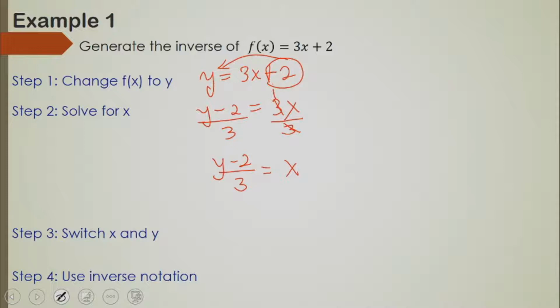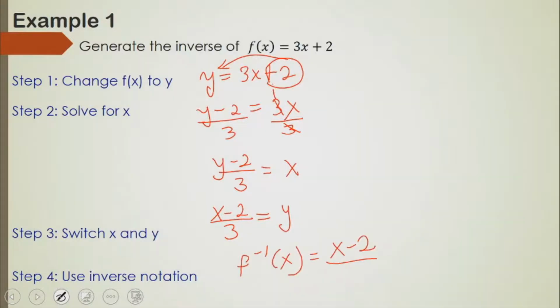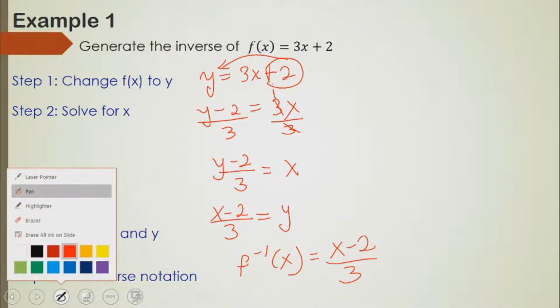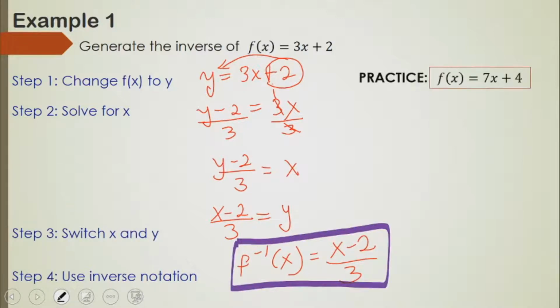So we now need to switch the x and y. So you are only switching the x and y. You are not changing any other aspect of your equation. So the y becomes the x and the x becomes the y. So this becomes x minus 2 divided by 3 equals y. So now we need to write our solution using the inverse notation. And that is the answer. So I need you to practice generating the inverse of a linear function by using this question.